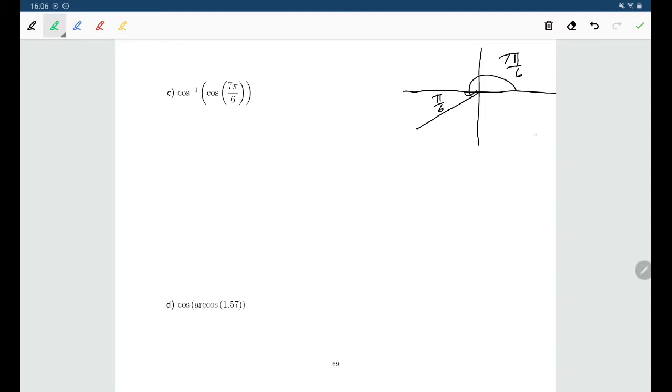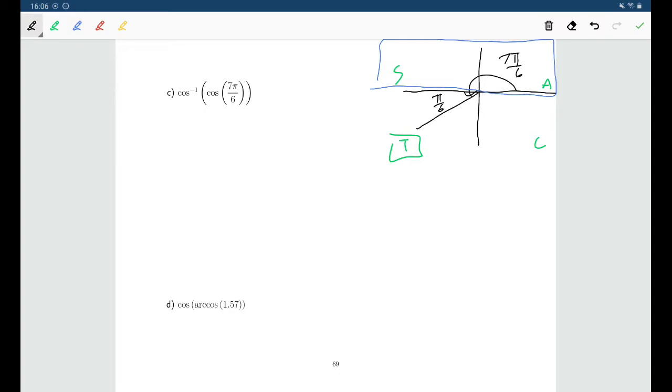Now, if we're thinking about is cosine positive or negative, in this quadrant, cosine is negative. Now, we are restricting cosine to being in quadrant 1 or quadrant 2 when we're thinking about defining our inverse cosine function. So inverse cosine is only going to give me an answer somewhere between 0 and pi. It will not give me 7 pi over 6 as my answer, because 7 pi over 6 is not inside that interval.